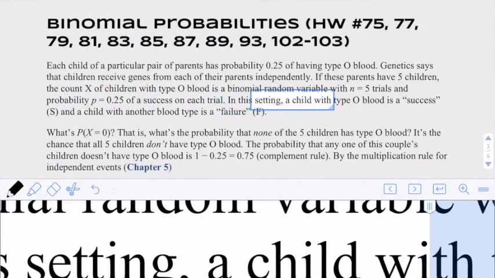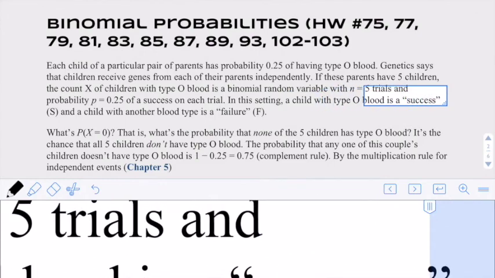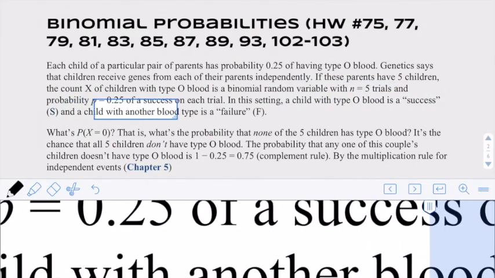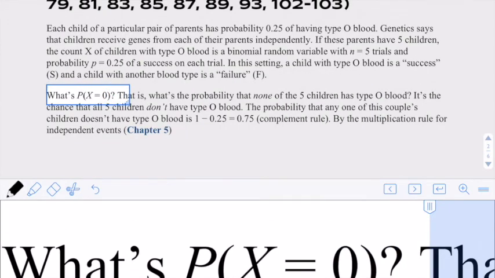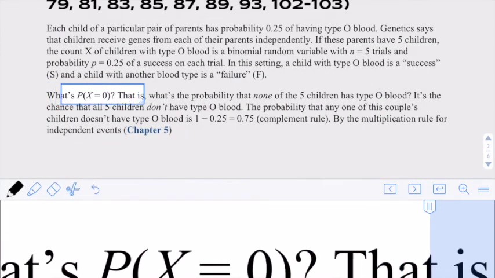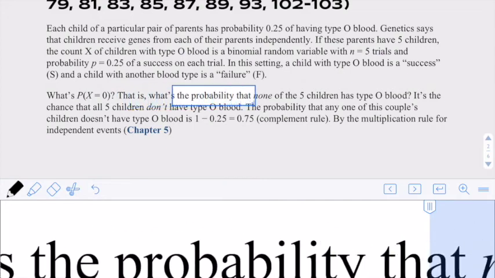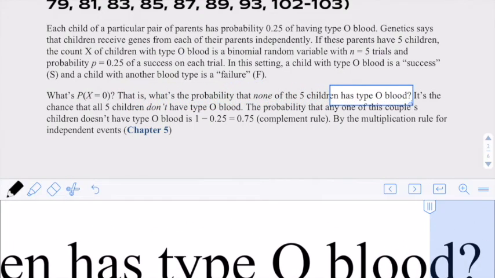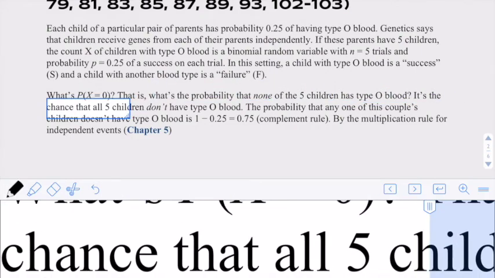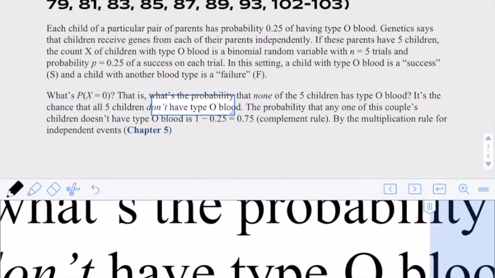In this setting, a child with type O blood is a success, and a child with another type of blood is a failure. What is the probability X equals 0? That is, what's the probability that none of the 5 children has type O blood? It's the chance that all 5 children don't have type O blood.